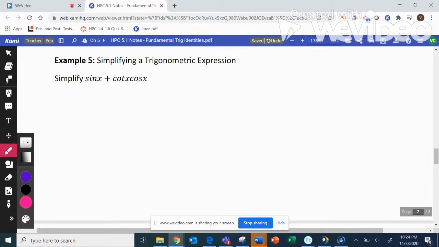Simplifying a trigonometric expression. So simplifying, again, is going to be rewriting it as simple as we possibly can rewrite it. There are lots of different ways of doing this, and you can't sit there and say, I don't know what to do. You just have to start trying things.